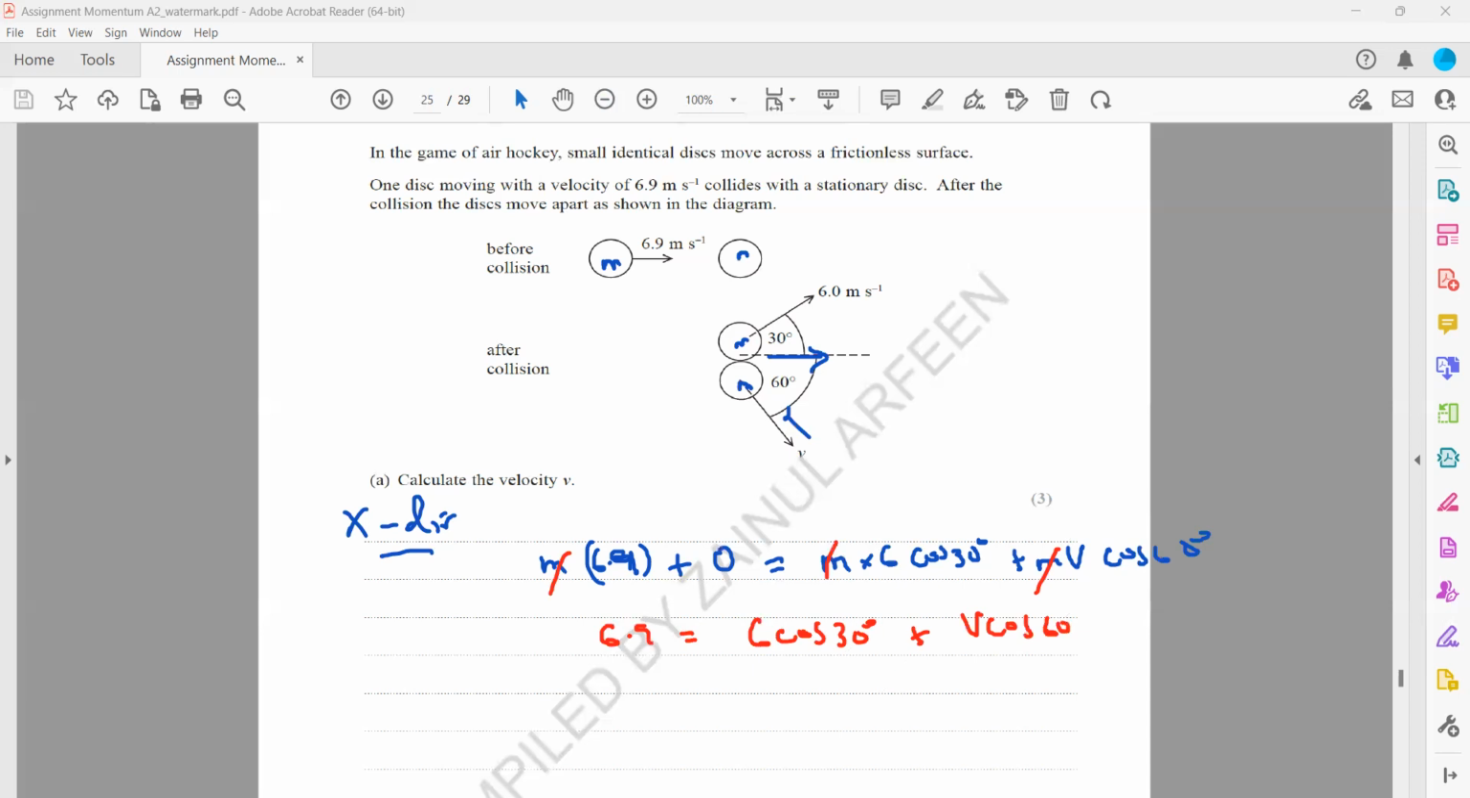Then you just have to solve, substituting the values. This will be 6.9 minus 6 cosine 30, divided by cosine 60. This will give us a value for the speed, which is about 3.4 meters per second.